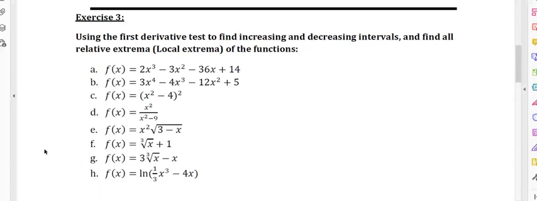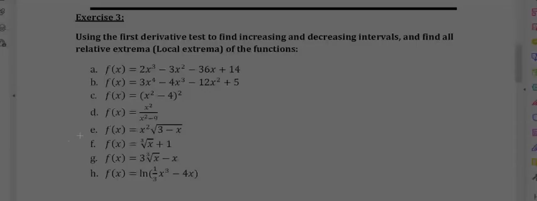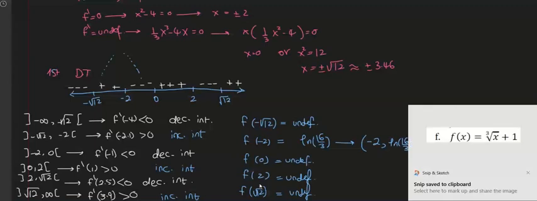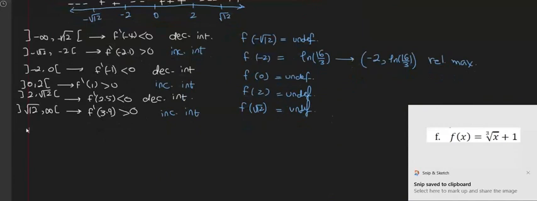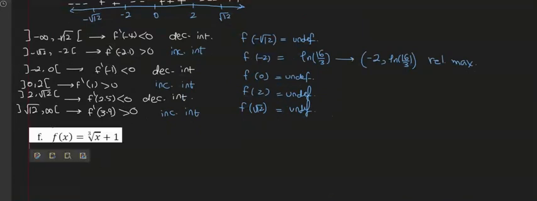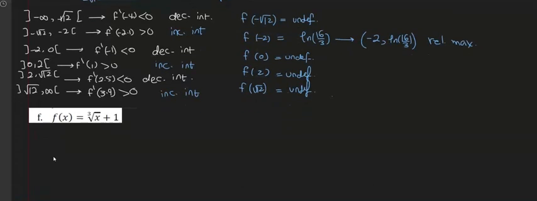Let's simply take the next exercise. This is going to be a simple exercise. So here, let's get the f dash like we are used to.